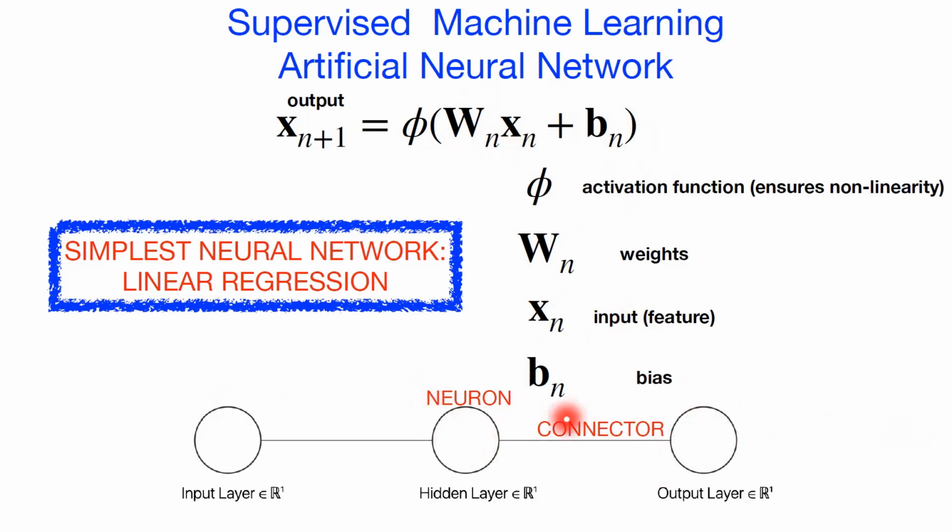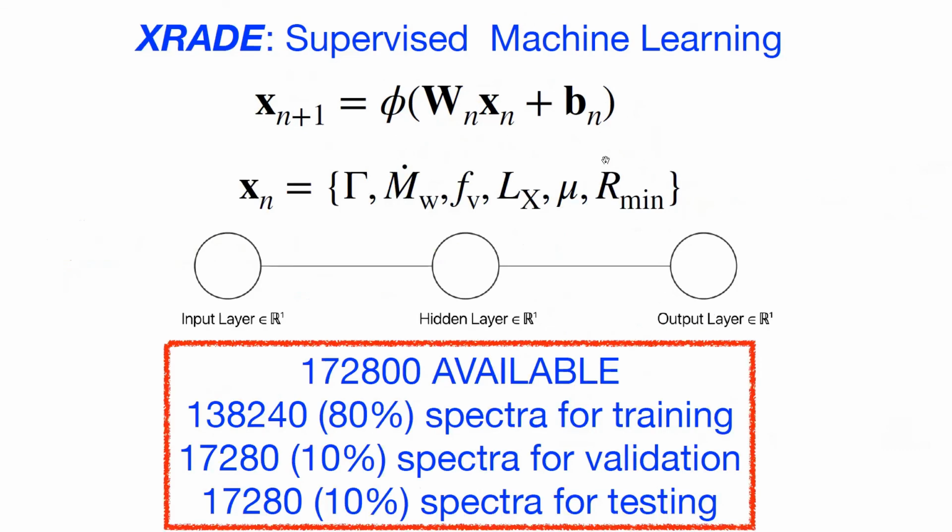This is the most simple connector, but because we're not interested in a straight line, we want to train a much more complex feature. So we have what is called an activation function, which ensures non-linearity.